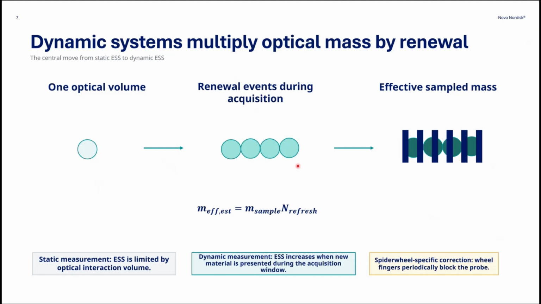But there's a penalty with the spider wheel, and that are the fingers. When the fingers are blocking in front of the probe, we have to correct for that, and we call that the spider wheel specific correction. So we need to understand during an acquisition how much of the time is the window blocked by a finger. And that is what I will go to in the next slide.